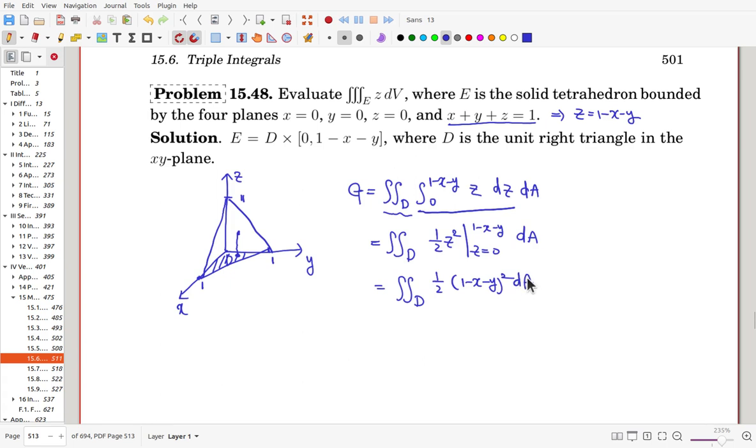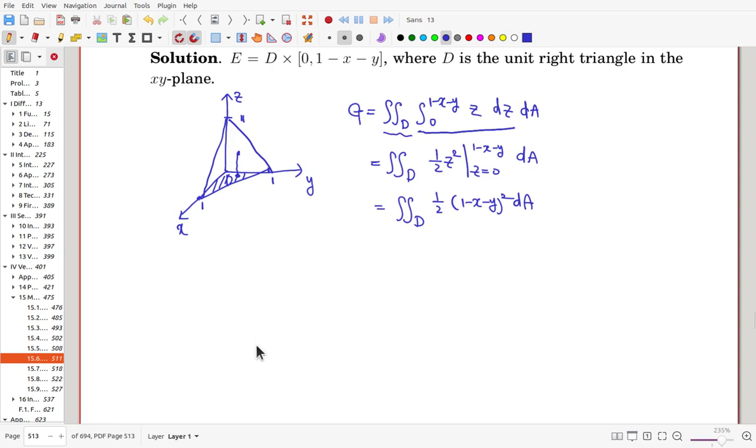Now we have to evaluate this double integral. Let's try to visualize the region more conveniently. From the bottom, we can see easily, if this is the X direction and this is the Y direction, the intercept is 1, and again 1. So here 1 and 1, like that. And this is exactly D.